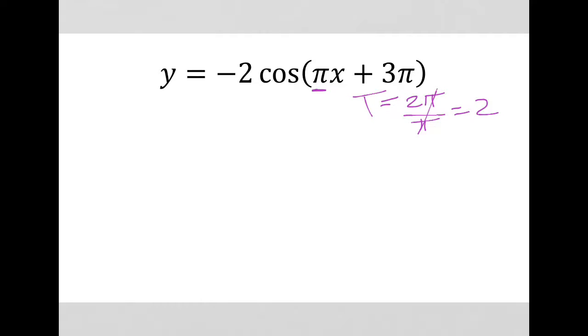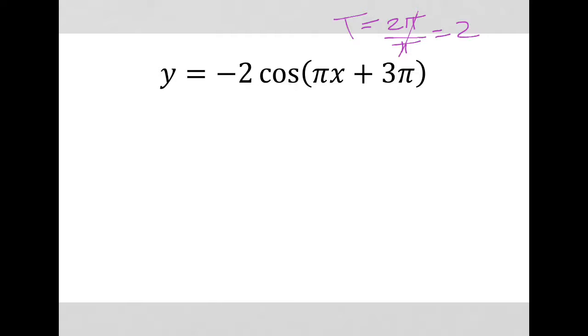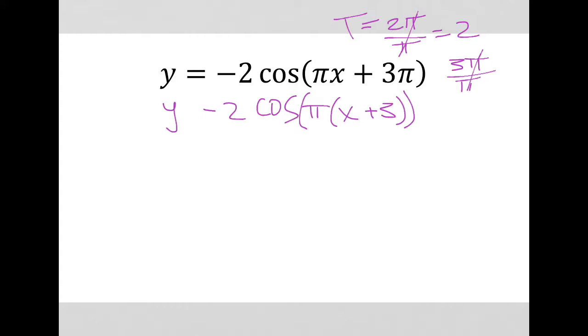And now I want to do a couple other things. Now that we've determined the period, I want to go ahead and factor the inside of the function so that I can determine what my phase shift should be. So what I need to do is factor out, again, whatever the coefficient on the x term is. So I'm factoring out a pi from pi x, I'm left with just an x. And then I factor out a pi from a 3 pi, and I'm left with 3. Again, you can think of it as taking the term and dividing it by whatever you want to factor out. You're left with 3. And so we get this function, and we still have that negative 2 out in front.